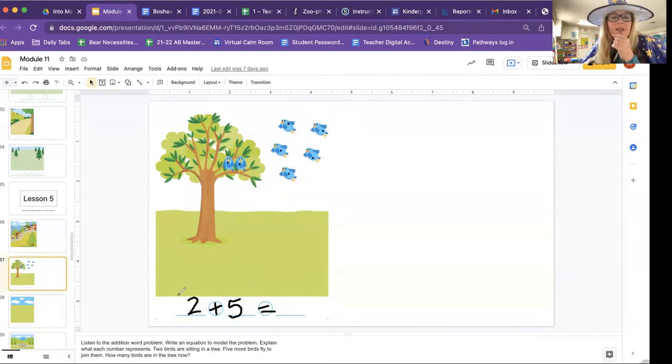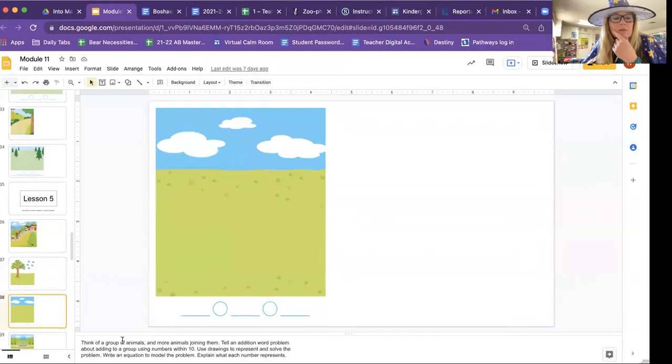All right. The 2 represents how many birds we had at the beginning. The 5 represents how many added, how many joined them. And then the answer is all of them together. All right. Think of a group of animals. I don't see anything in this picture. You're going to have to come up with the story all on your own. But that's okay because you are creative math stars.